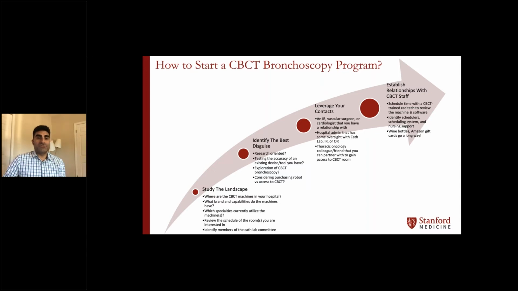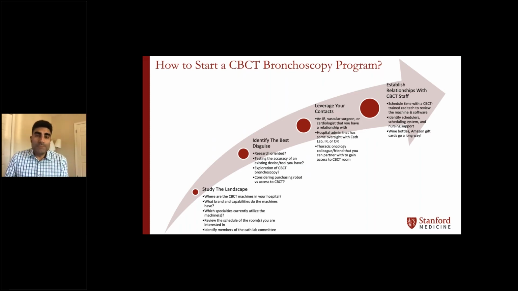And then this is really important: start leveraging your contacts. Do you have an IR, vascular surgeon, or cardiology colleague that you have a great relationship with? Is there somebody in the hospital administration that you've worked with quite frequently who can be a great advocate for you? Or can you partner with somebody from thoracic oncology? As IPs work commonly with our thoracic oncologists, is there somebody from surgery, radiation oncology, or med-onc who can help build a program with you?